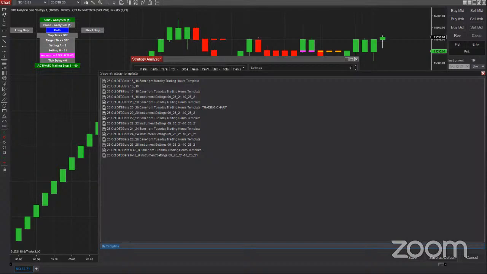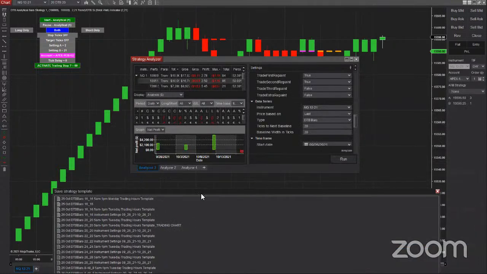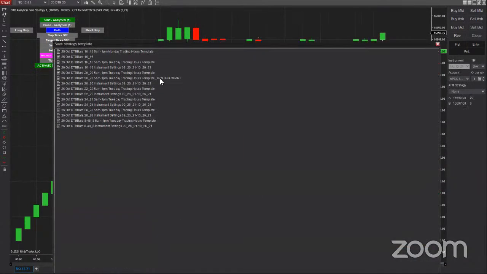There are 2 tabs on the analyzer. If you look at the analyzer, I basically saved the tab with the specific trading hours like this, so 5 a.m. to 1 p.m. for Tuesday. And then I also saved it as 2020 bars with the instrument settings from the 26th of the 9th to the 26th of the 10th. So when I look at that, I know exactly what has been selected, and it's simple to read and understand.